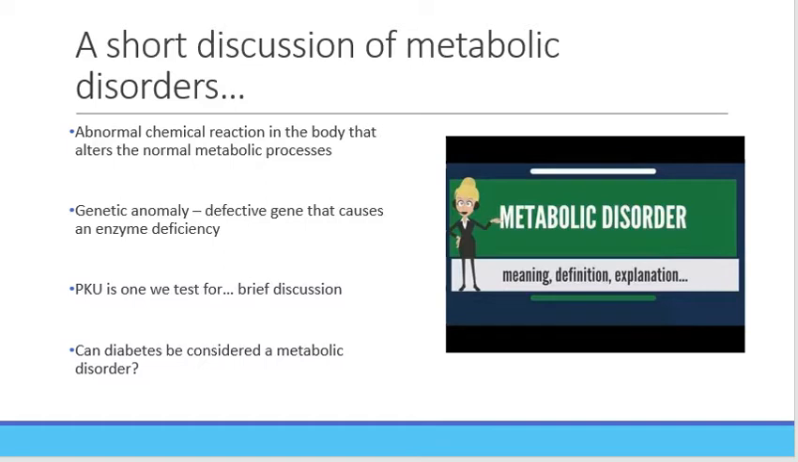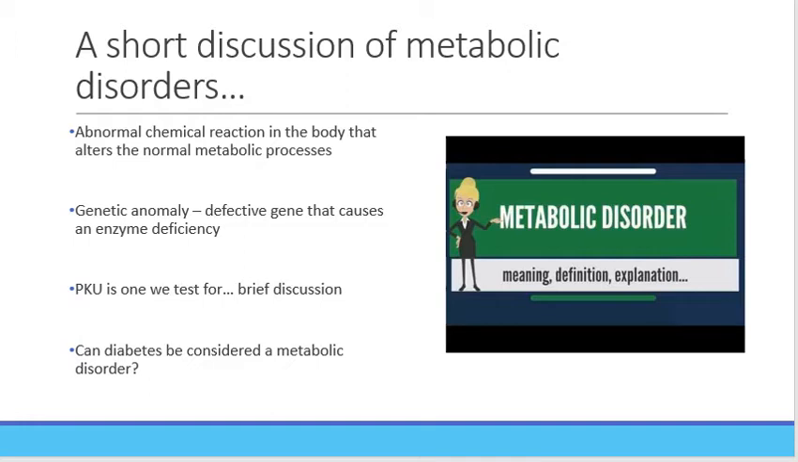So, a short discussion of metabolic disorders. I encourage you to pause this video and watch this YouTube video on metabolic disorders, which talks about what it really means, the definition and explanation of it. Really, a metabolic disorder is an abnormal chemical reaction in the body that alters the normal metabolic process. Usually, this is related to a genetic anomaly, so a defective gene that causes some sort of enzyme deficiency within the body.